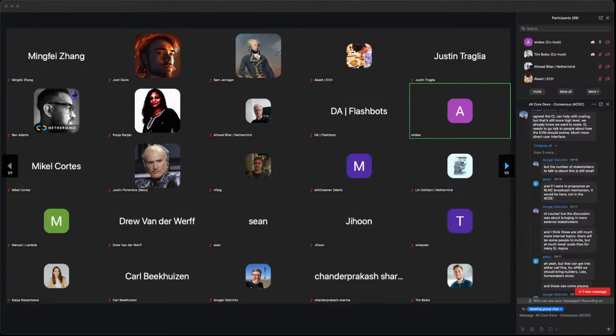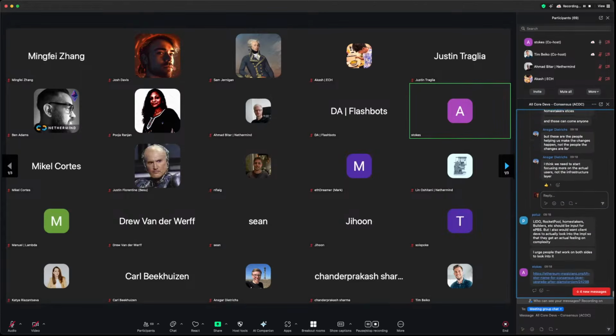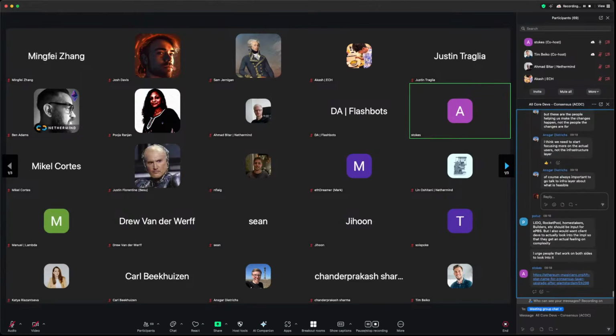And with that, let me just double check. Oh, okay, I guess I'll just call this out. There's a poll here for the H-star name for the upgrade after Glamsterdam. Let me just grab a link here. There's this post on ETH Magicians. So if you would like to chime in, you can do so there. And okay, yeah, I see your comments here. I'll follow up with you after this.